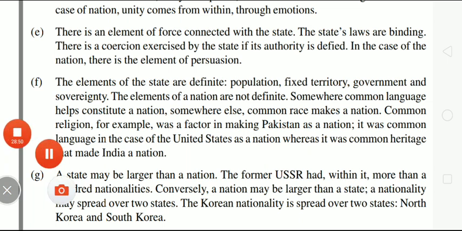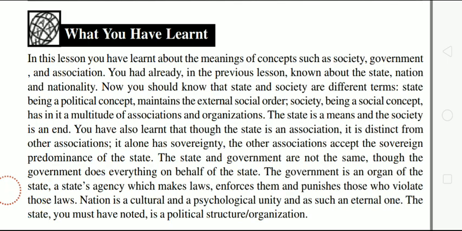What you have learned. In this lesson, you have learned about the meaning of concepts such as society, government, and association. You had already in the previous lesson known about the state, nation, and nationality. Now you should know that state and society are different terms. State, being a political concept, maintains the external social order. Society, being a social concept, has in it a multitude of associations and organizations. The state is a means and the society is an end.